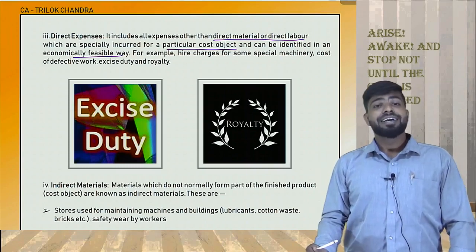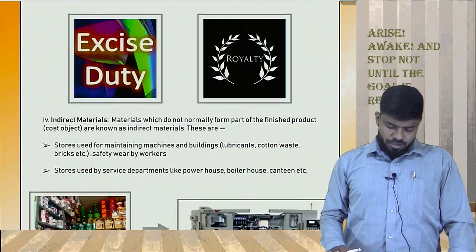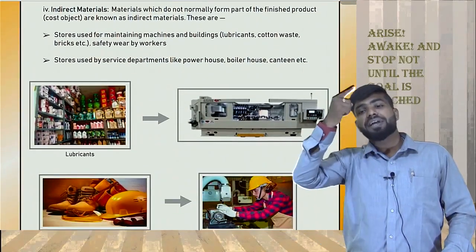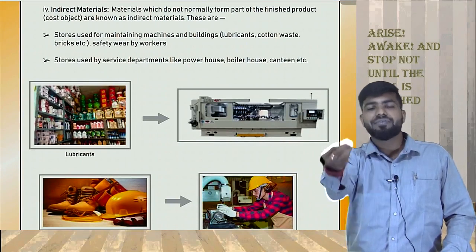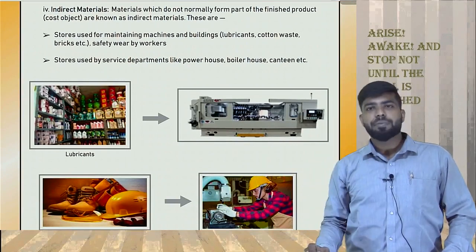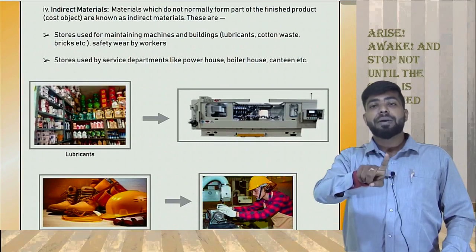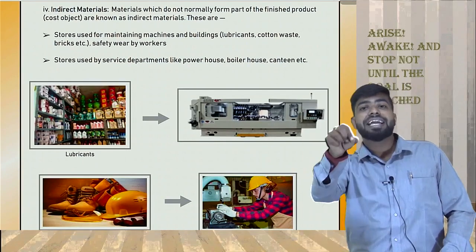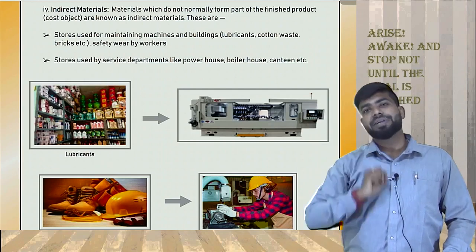Now let us see the indirect material. What is direct material? The material which can be economically identified in the product. The material which can be seen with our eyes in the product is called direct material. What is indirect material? The material which cannot be seen with the eyes and which cannot be economically identified in the product is called indirect material. I'll give you the example.